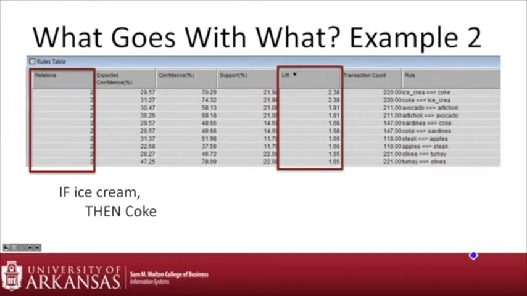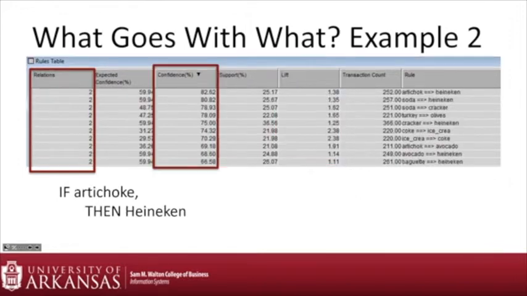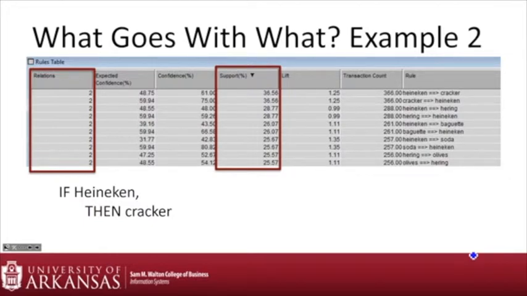If ice cream then Coke has a high lift, but you'll notice the highest lift here isn't as high as the highest lift with the 4 items. So our lift has gone down because our expected confidence goes up since we're looking at fewer items. Okay, you'll just start to play with this and see the relations and how things change. So let's see our highest support, the highest that we have here is like 366 times. We'll find transactions that have both Heineken and crackers.